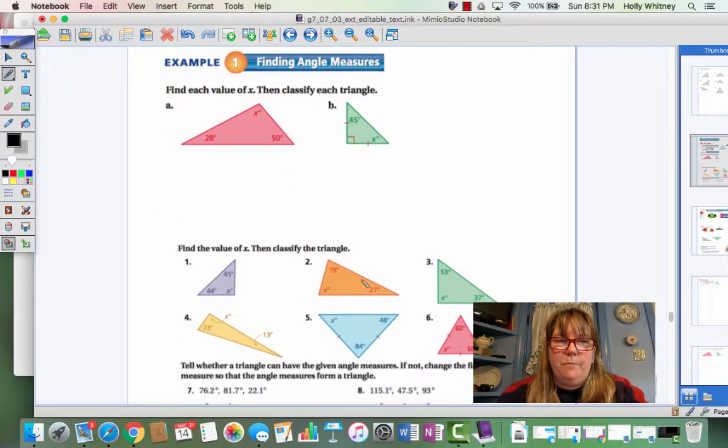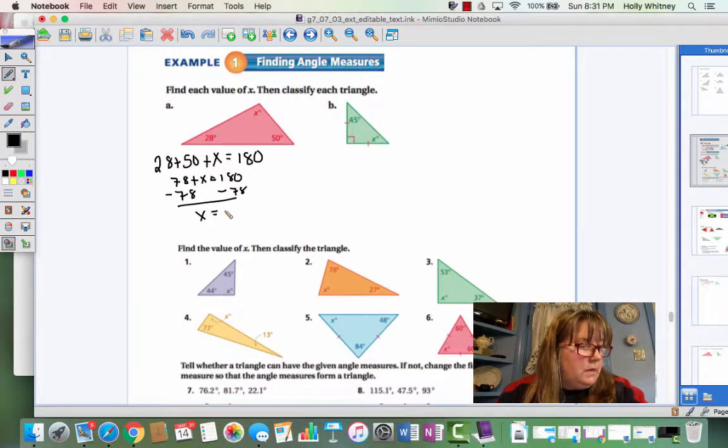For A, we're going to add 28 plus 50 plus x is equal to 180. Now I'm going to combine like terms, so I get 78 plus x is equal to 180. I'm going to subtract 78 from both sides, and I end up with x is equal to 102.